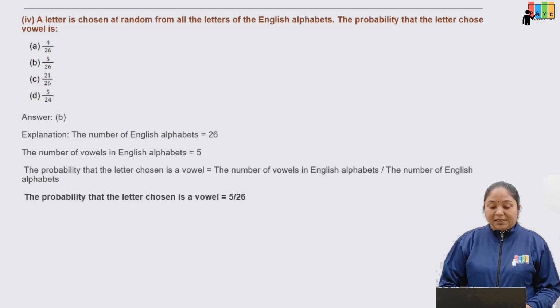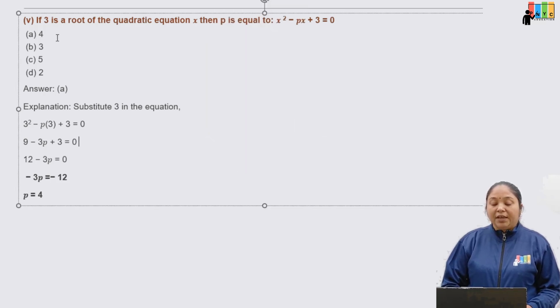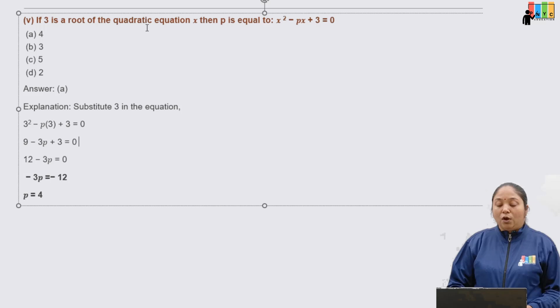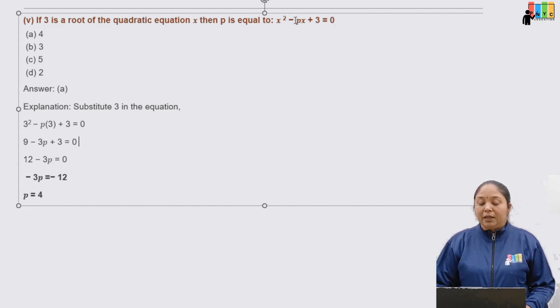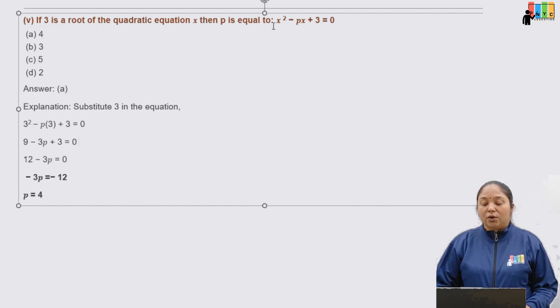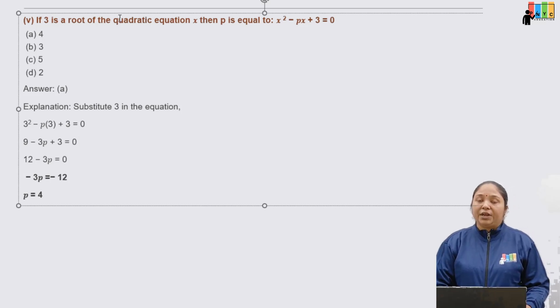Question 5 we'll see. Question 5 is, if 3 is a root of the quadratic equation, then p is equal to. Now quadratic equation is given where p we need to find out. The quadratic equation is x square minus px plus 3 equal to 0. So how to solve? Now here 3 is a root, given. So root x is equal to 3, it is given.